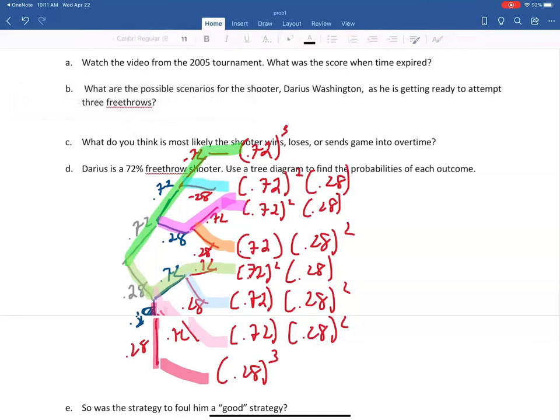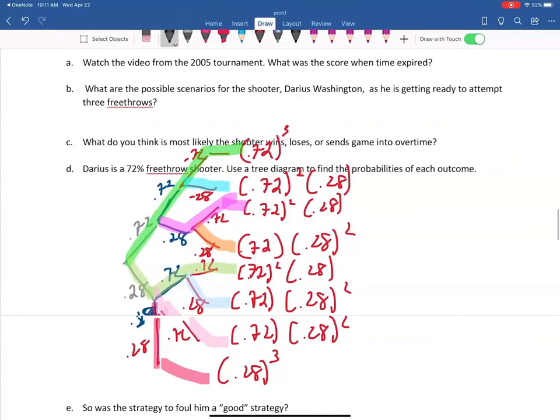So I can use whatever I need to find the answer. We want to know, using the tree diagram, the probability of each outcome. So now it's just a matter of figuring out what these numbers are. This one here is making all three of them, okay? So I'm going to take my calculator and figure that out. I want to go 0.72 to the third.